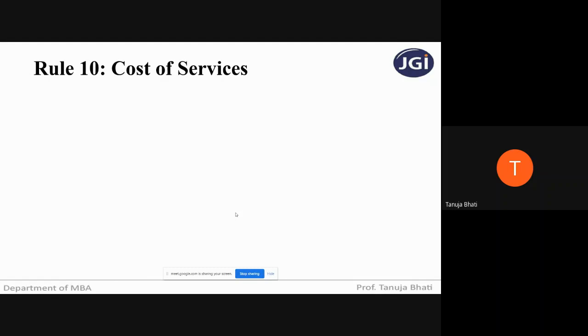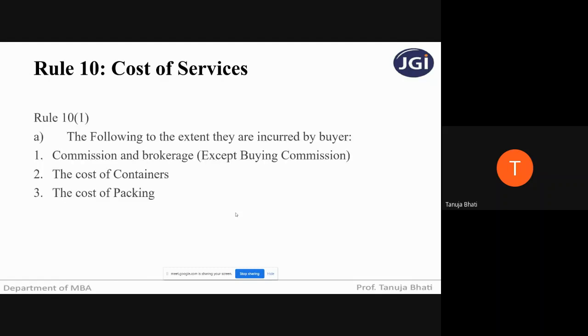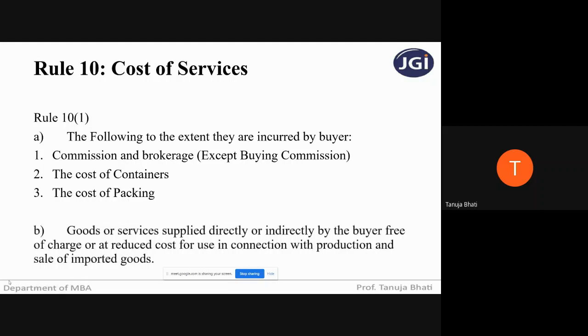Next, quickly we'll see rule number 10, what has to be added. Cost of services. As per rule number 10, sub rule 1, commission and brokerage you need to add, exception buying commission, cost of containers, cost of packing. Packing can be either labor cost or material cost. Then goods and services that are supplied directly or indirectly by the buyer, either free of cost or at reduced cost, but such supply should be related to the production or sale of the imported goods.